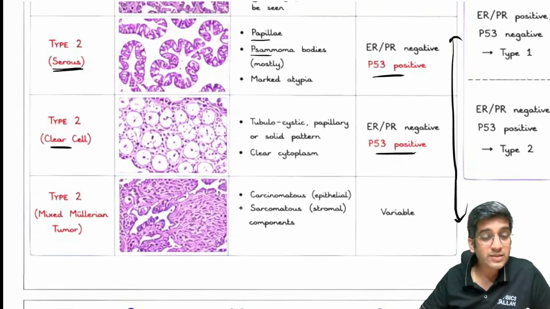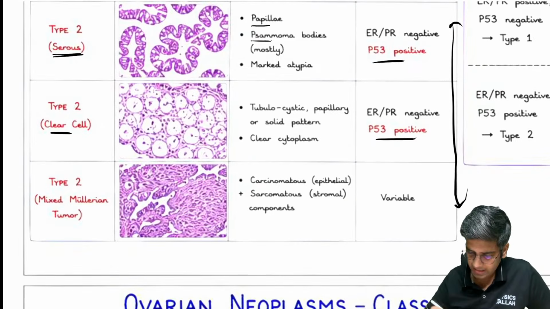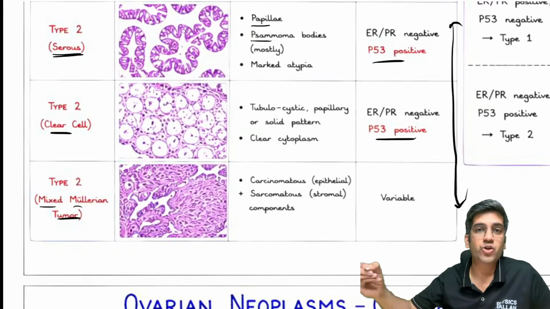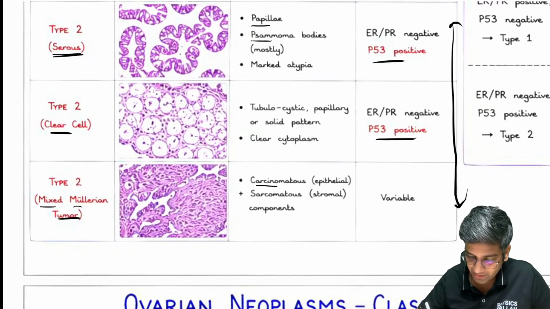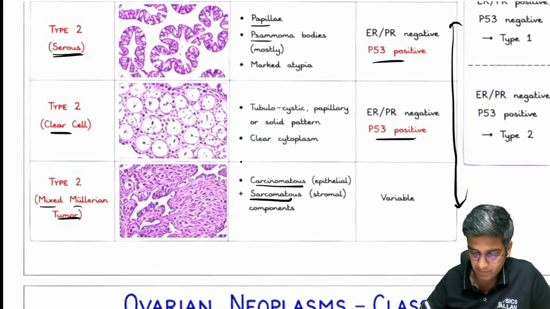Clear cell, as the name says, on microscopy the cells will have clear cytoplasm. That's why we named it clear cell, right? And mixed Mullerian tumor, the newer name is carcinosarcoma, which means I'll have carcinoma, an epithelial malignancy, and sarcoma, a mesenchymal malignancy. We call it carcinosarcoma.